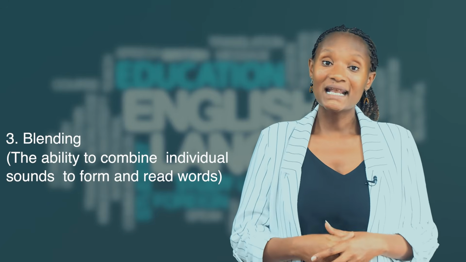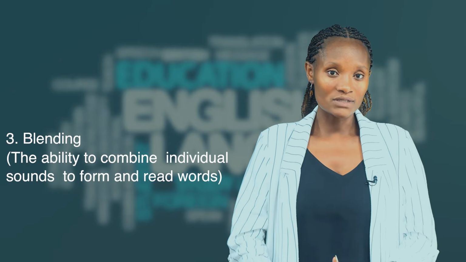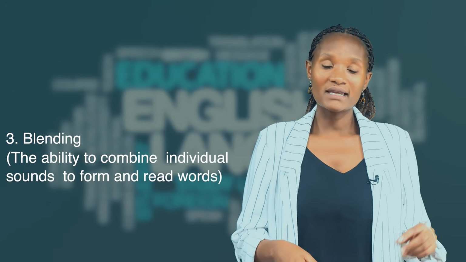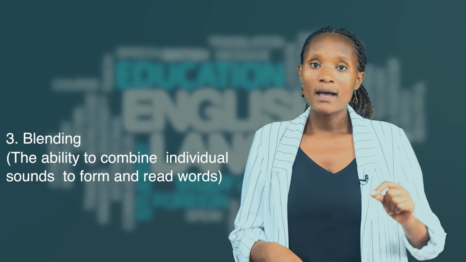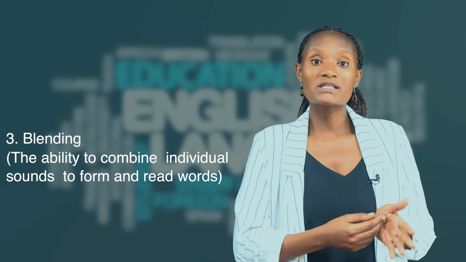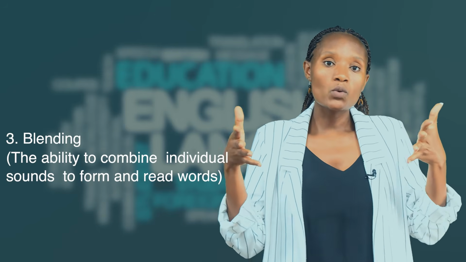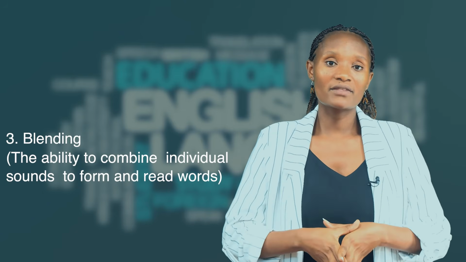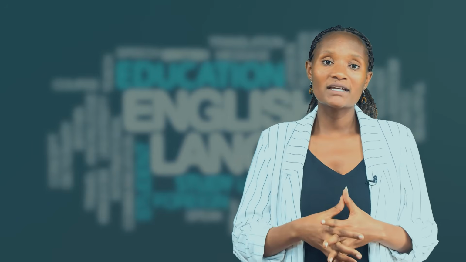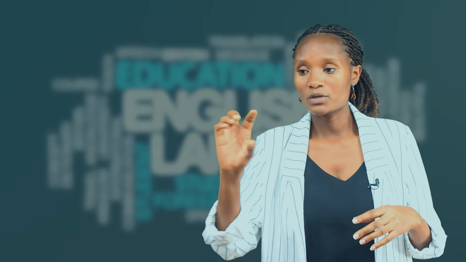Number 3, blending. Blending is the ability to combine individual sounds to form words, to be able to read. For example, in the word cow, we show the child that this specific word is made of 3 sounds, k, o, and w. When we blend them, when we put them together, we are making a word. This way, a child will get to know where the word came from instead of simply memorizing how the word looks.